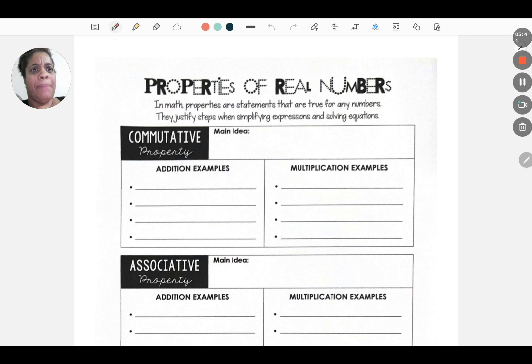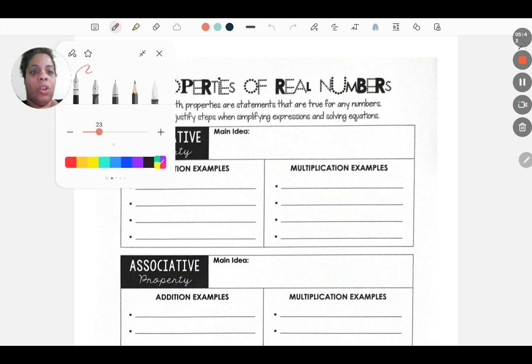Uh-oh, my pen's not working. Oh, look, I'm fancy now. Oh, man. What color are we going to do? Let's do something you can see. Let's do purple today. We're going to try it.